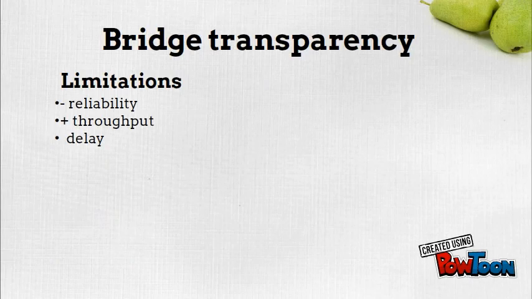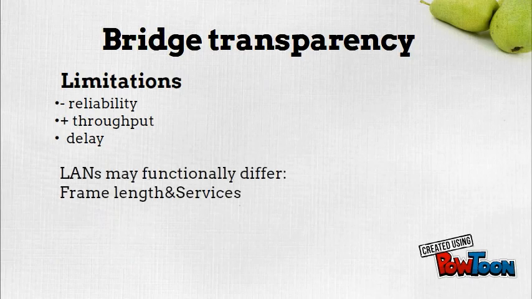The transparency of bridges can affect the performance. It can degrade the reliability, increase the throughput, and reduce the access delay, but increase the propagation delay. When bridging heterogeneous LANs, the frame length may be reduced and the priority lost.